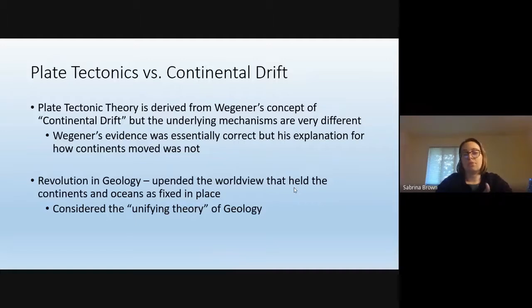But this was essentially a revolution in geology. The worldview in geology before then essentially thought that the continents and the oceans had always been where they are today. And with this new theory, we were able to clarify a lot of things that were hard to explain before we had plate tectonic theory. And so this is considered one of the unifying theories of geology. It's a really important theory of geology.